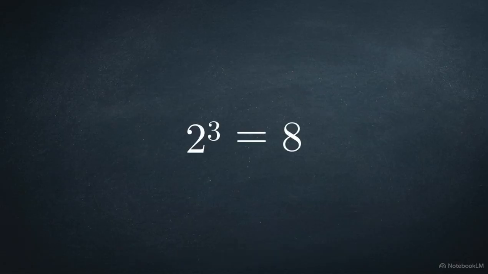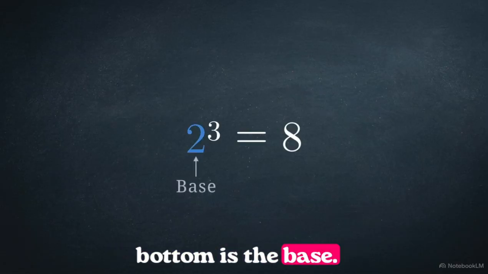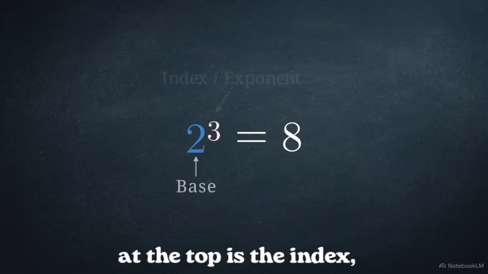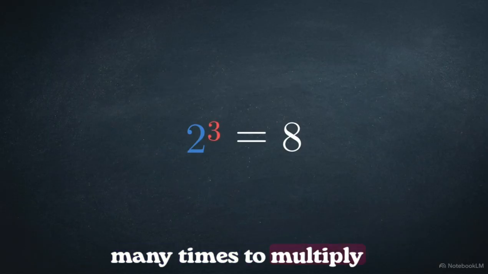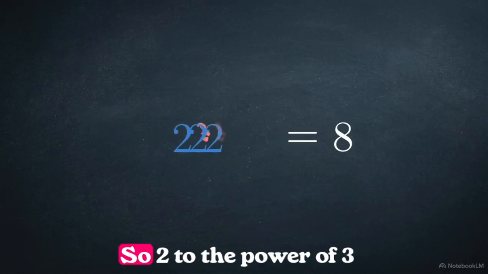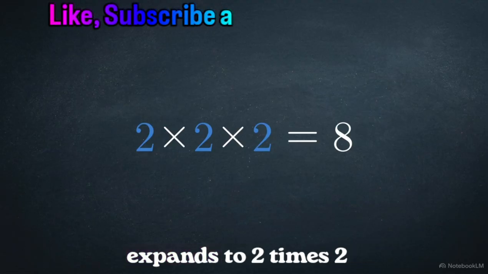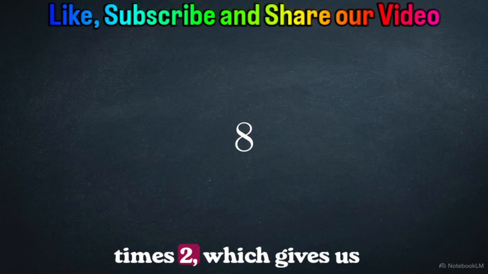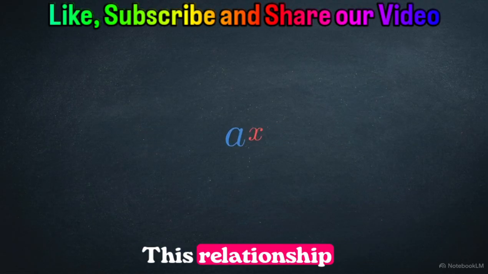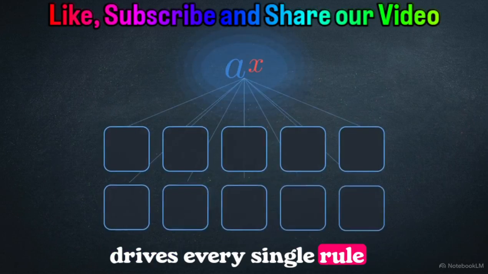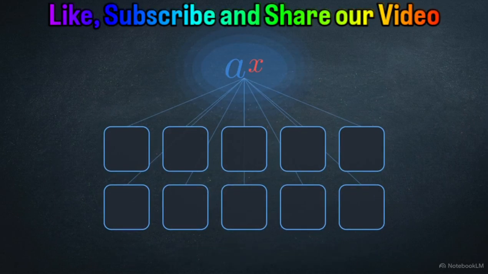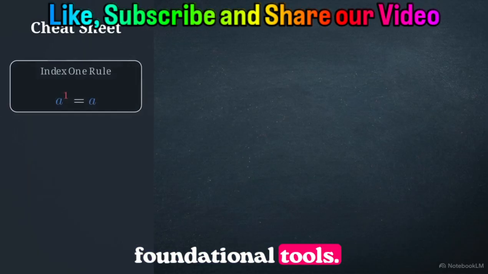Look at this equation. The blue number at the bottom is the base. The red number floating at the top is the index, or exponent. It simply tells us how many times to multiply the base by itself. So 2 to the power of 3 expands to 2 times 2 times 2, which gives us 8. This relationship between the base and the index is the logic that drives every single rule in the toolkit we are about to build. We will start with two foundational tools.